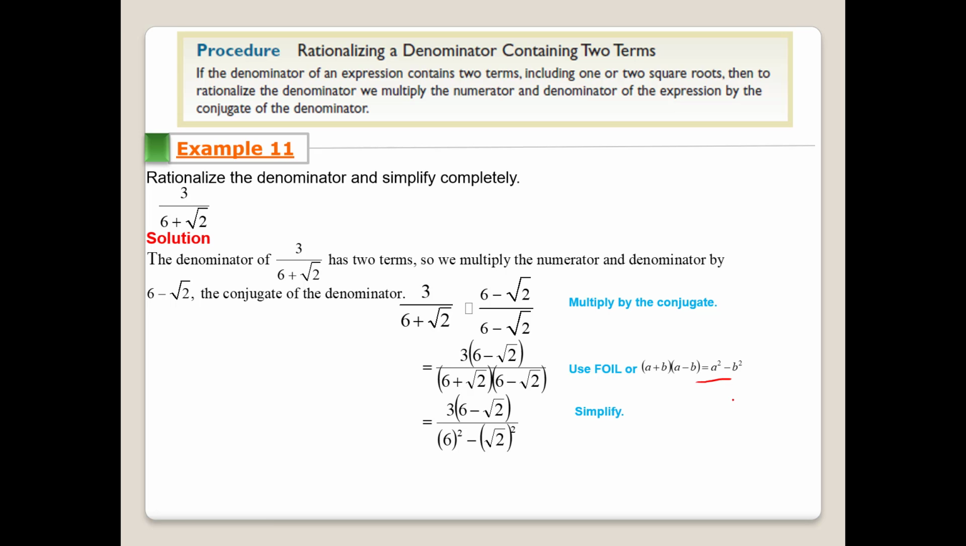So we're going to simplify this, in which case on top, if you distribute that 3 times everything in the parentheses, you get 3 times 6, which is 18, minus 3 times the square root of 2. And on the bottom denominator, we have 6 squared, which is 36, minus the square root of 2 squared, which is simply 2. So that should give us 18 minus 3 square root of 2 divided by 34. And we don't have to do anything else to simplify it because there's no radical on the denominator. So therefore, we're good to go.